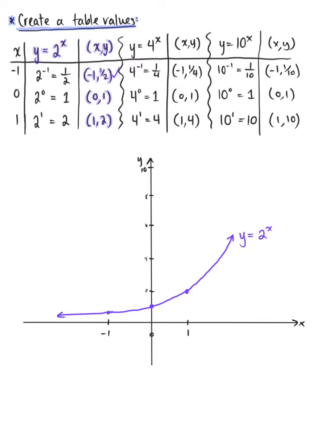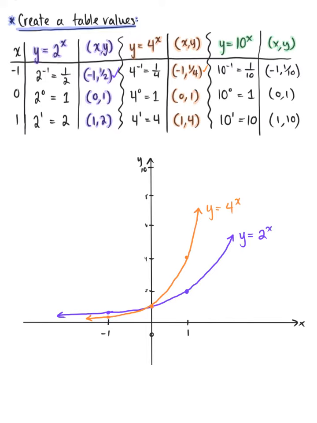The next function that we are considering is y equals 4 to the x. We have the first ordered pair, -1, 1/4, so right about there, we'll say. We have 0, 1, so that same point. And then our third ordered pair is 1, 4. Again, connecting these ordered pairs with a smooth curve, we see the graph of the exponential function y equals 4 to the x.